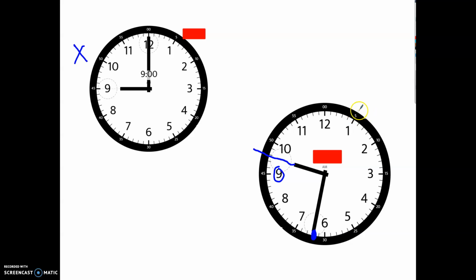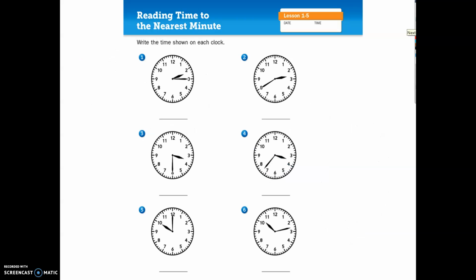Here's my minute hand. It's stopping at this tick line. So I can start at this tick line here, the first one, and go around my clock and count by 5s. 5, 10, 15, 20, 25, 30, then count on by 1s. 31, 32. So the time on that second clock is 9:32. So when you are showing time by the minute, you need to be very precise, which means you need to be very exact.